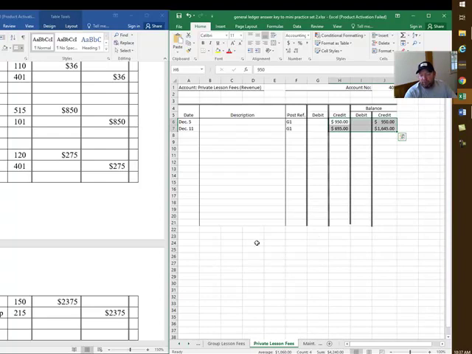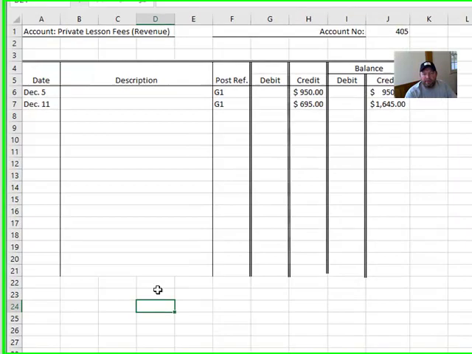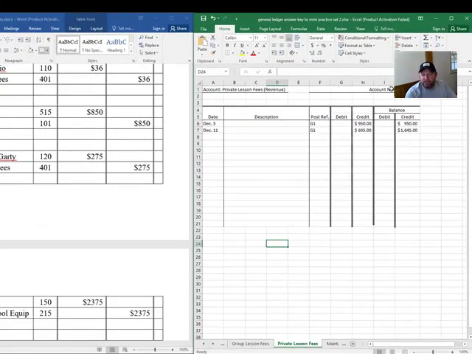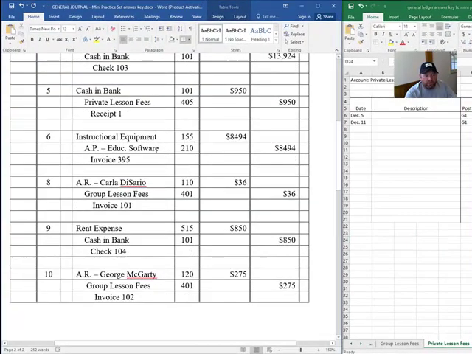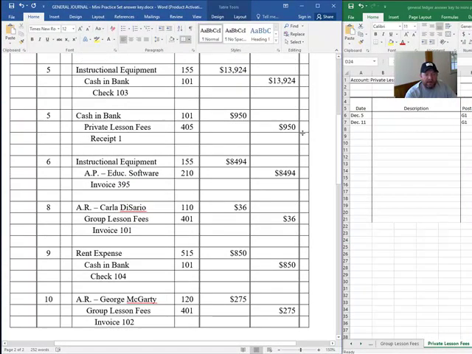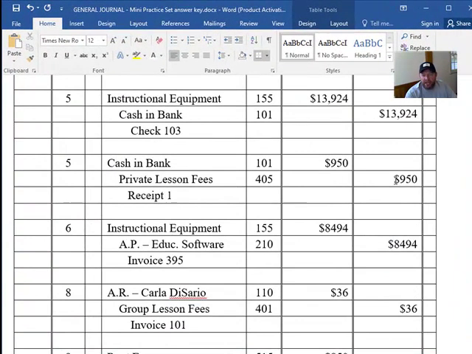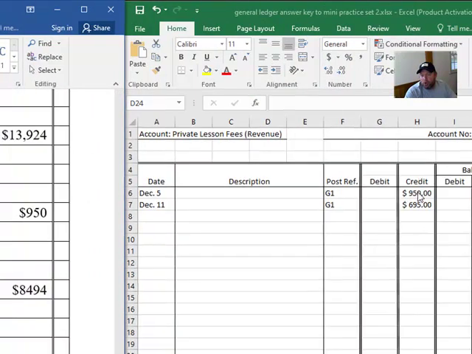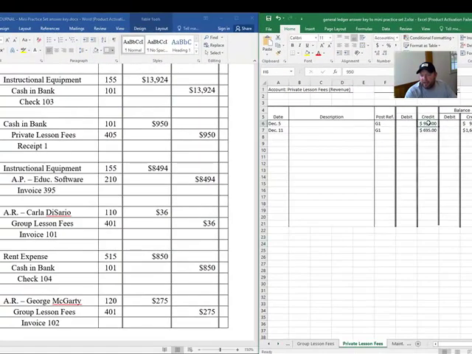Now, we also have private lesson fees, and this is where she seems to make a little bit more of her money. This must be the bread and butter of her business. Private lesson fees, again, put in parentheses the word revenue, account number 405. So on the 5th, she gave a private lesson for $950. I don't remember who it was to, and it doesn't really matter because we received cash. We don't have any money waiting to be paid to us. So we just go ahead and record that lesson fee as a credit. That's the normal balance side as well. So we have a credit of $950.